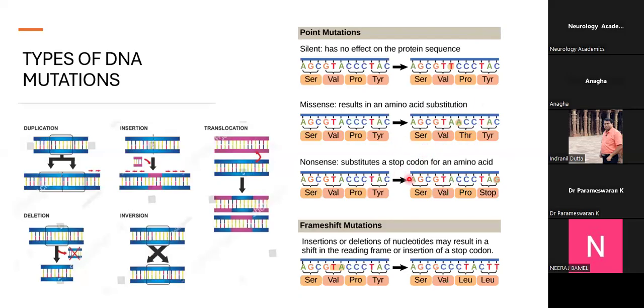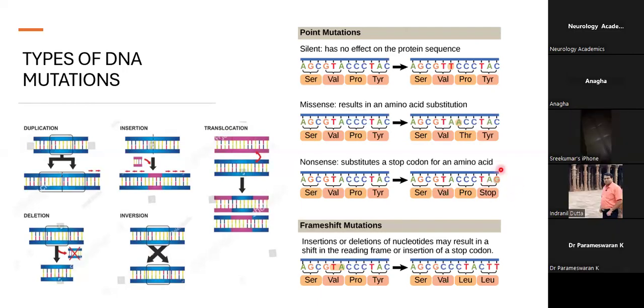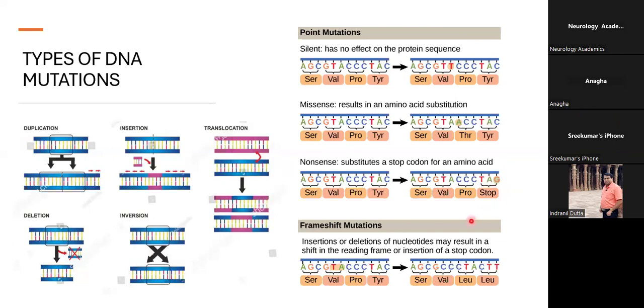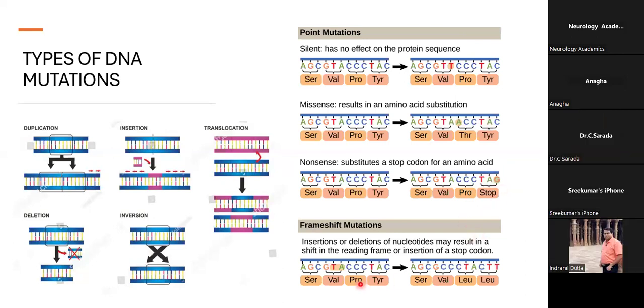And in case of a nonsense mutation, this change in the nucleotide results in a stop codon, so the protein that is targeted will not be produced. In case of a frame shift mutation, due to the addition of a nucleotide base pair, there will be a change in the reading frame. Hence, there will be a change in all the amino acids that are produced sequentially, and the protein produced will also be different.